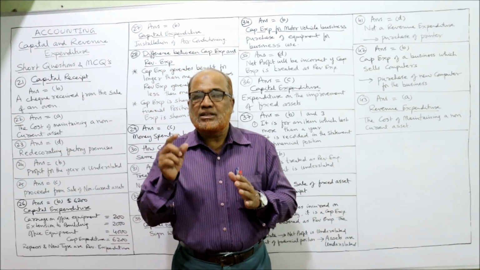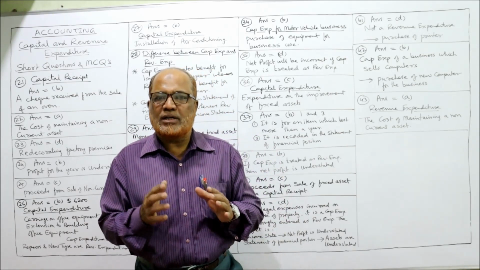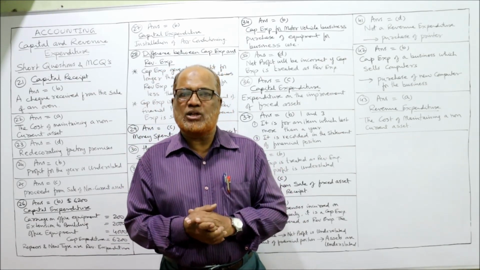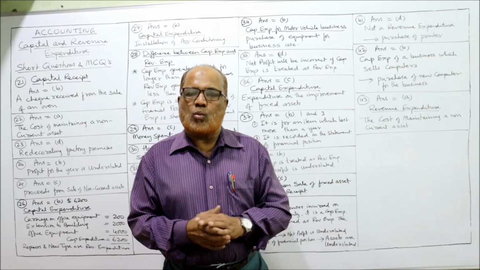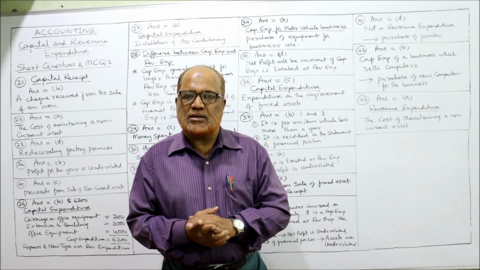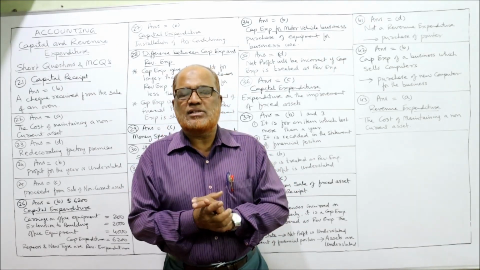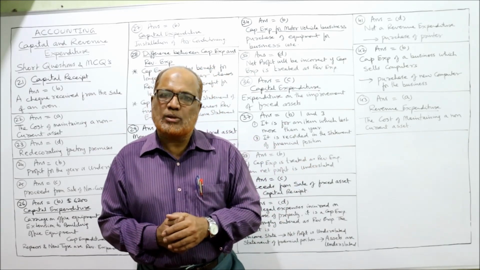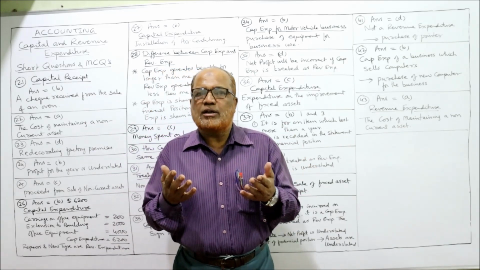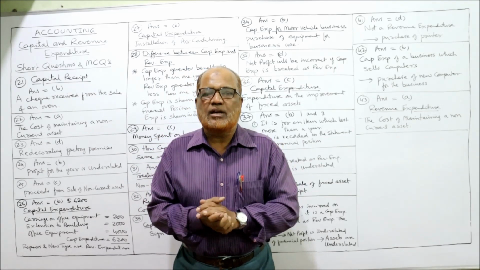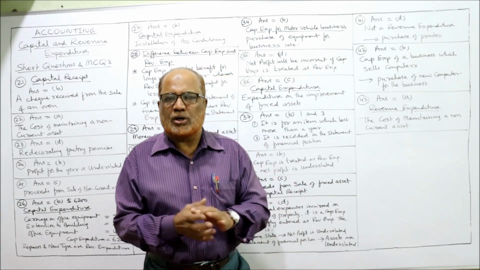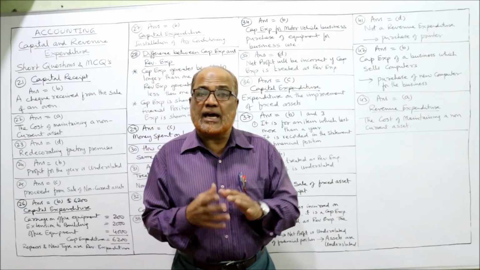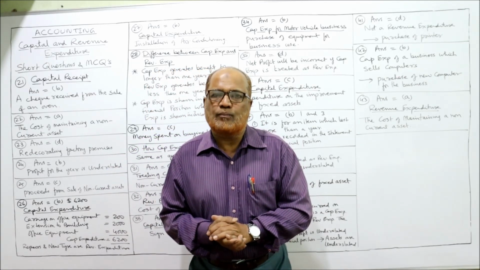You watch the first theory video where I have explained in detail what is capital expenditure, what is revenue expenditure, why the distinction is required, and what is the impact of capital expenditure and revenue expenditure on the income statement and statement of financial position. If wrong treatment is done, what will be the effect on the income statement and statement of financial position? All these things I have explained with examples in the first video.